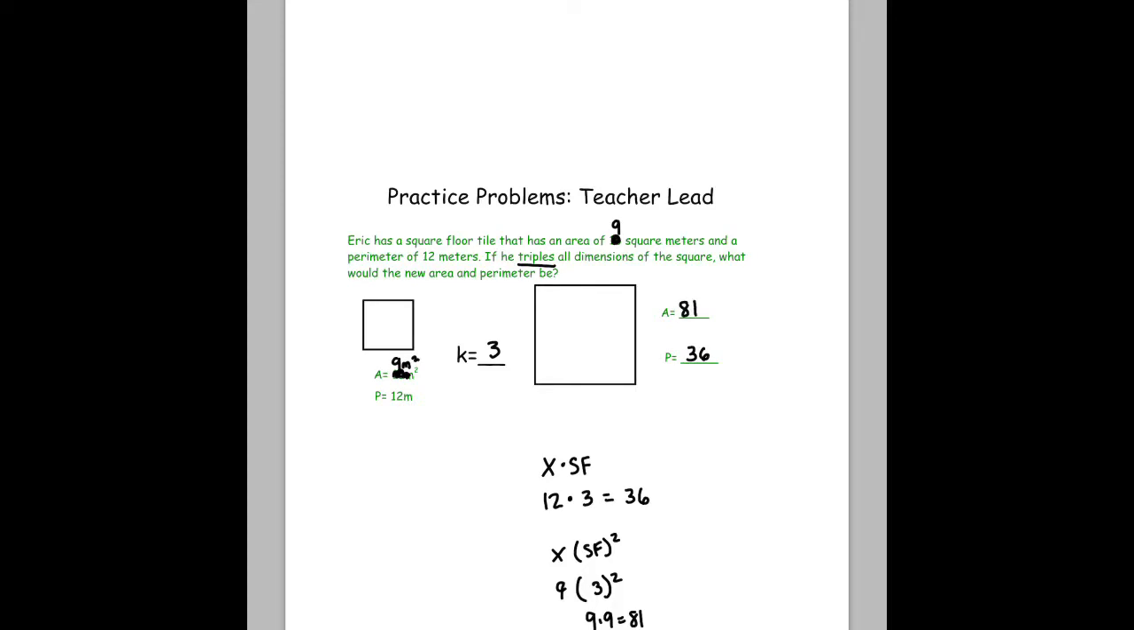The area for this was 9. We know that the square root of 9 is equal to 3 from our perfect squares lesson. So that means each side is 3. So we have 3, 6, 9, 12 as the perimeter. 3 times 3 is 9 for the area. And then for the side lengths of this one, the square root of 81 equals 9. So each side length is 9. 9 plus 9 plus 9 plus 9 is 36, or 9 times 4 is 36. So that is how you find the perimeter and the area.